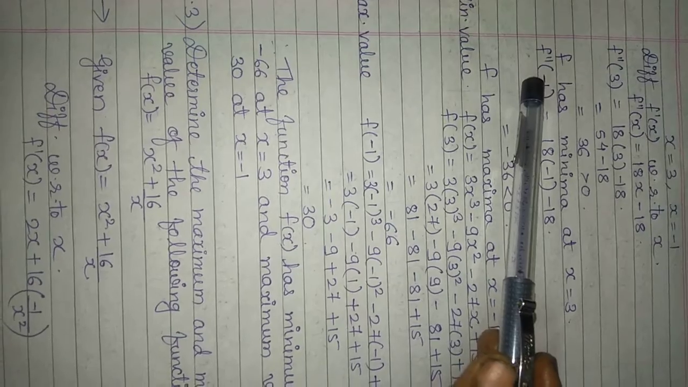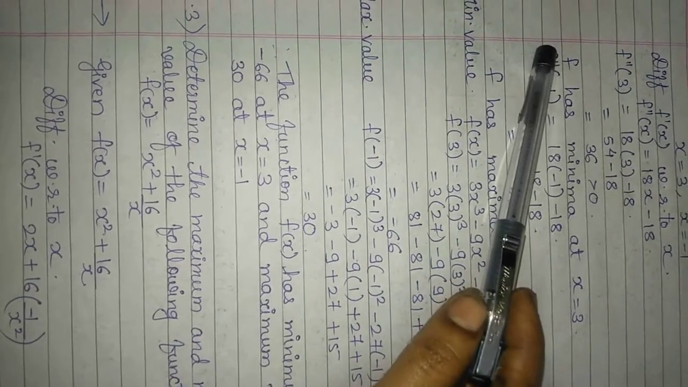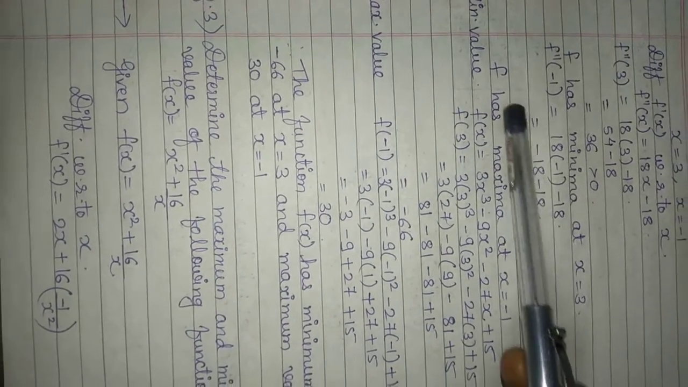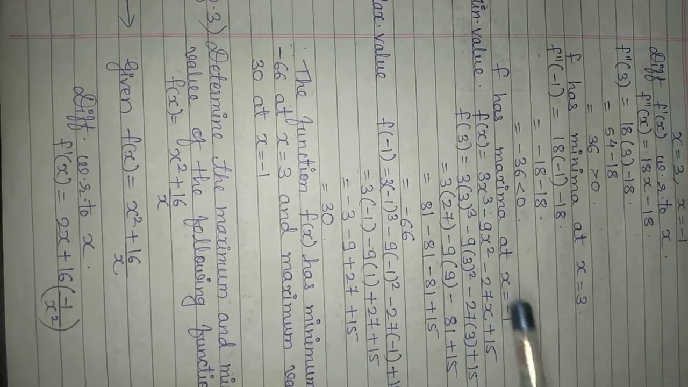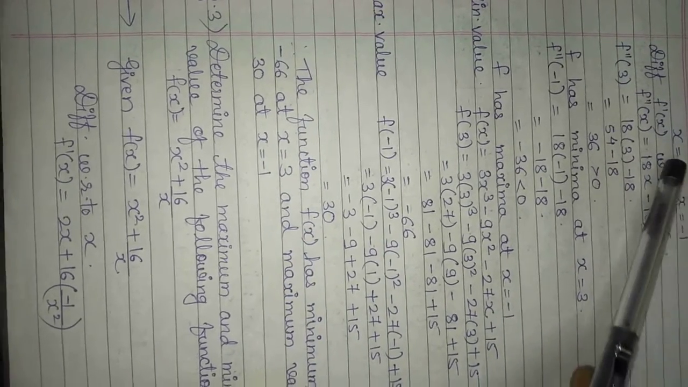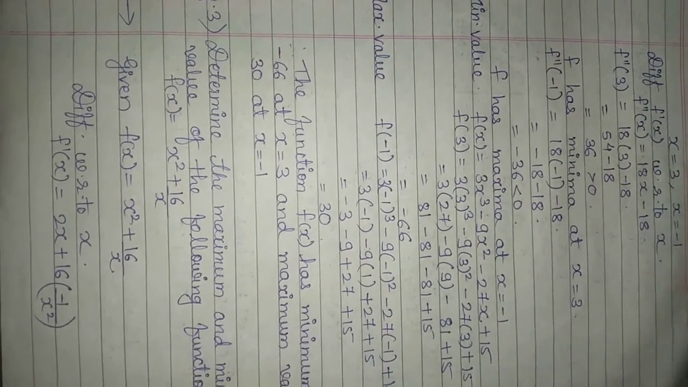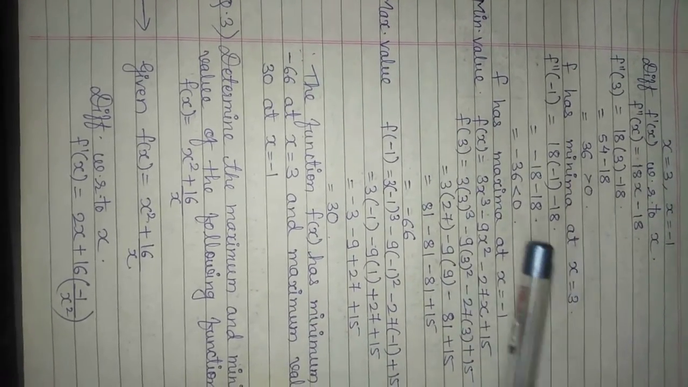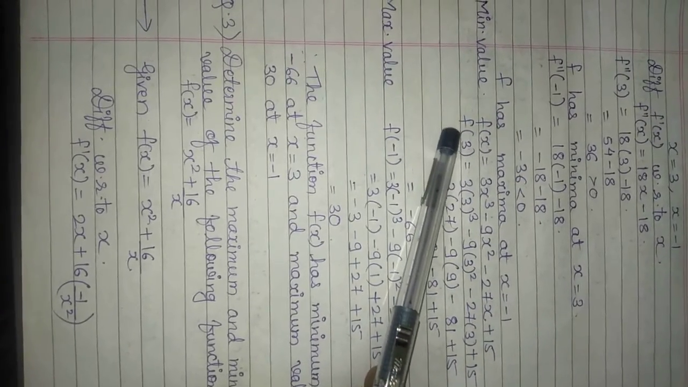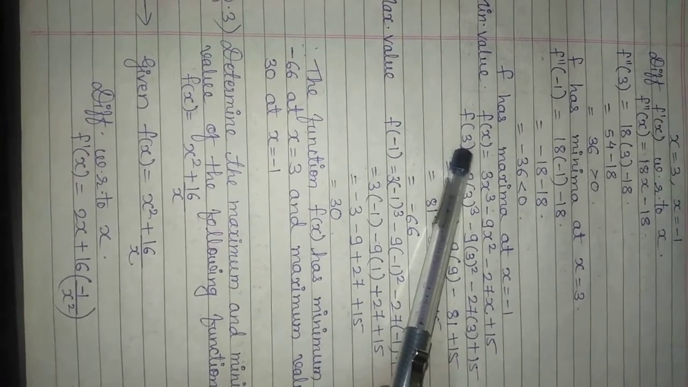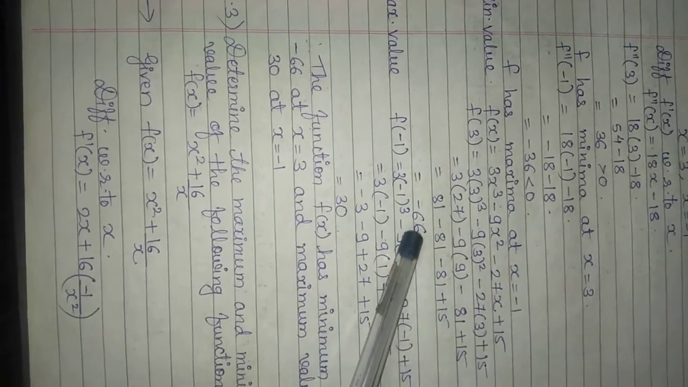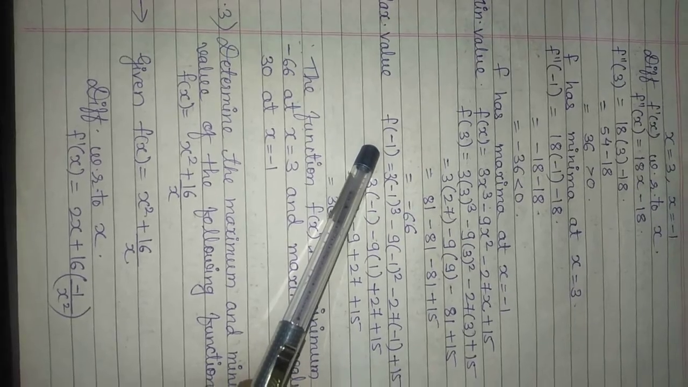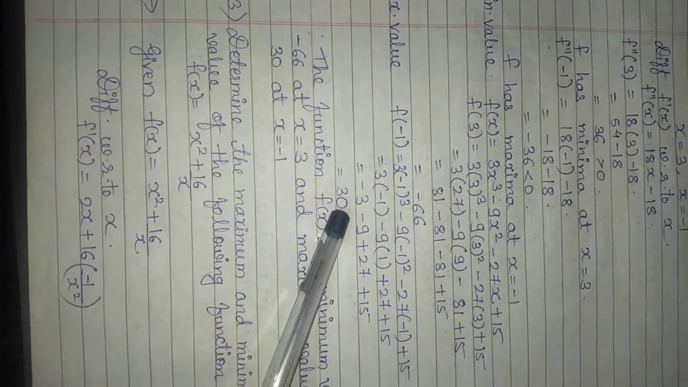Whereas by substituting x is equal to minus 1 in f double dash of x, we are getting minus 36, which is less than 0. So f has maxima at x is equal to minus 1. Now these values of x we will substitute in the original function to get the corresponding maximum and minimum value. So by substituting x is equal to 3 in function f of x, we are getting minus 66, and by substituting x is equal to minus 1 in f of x, we are getting 30.